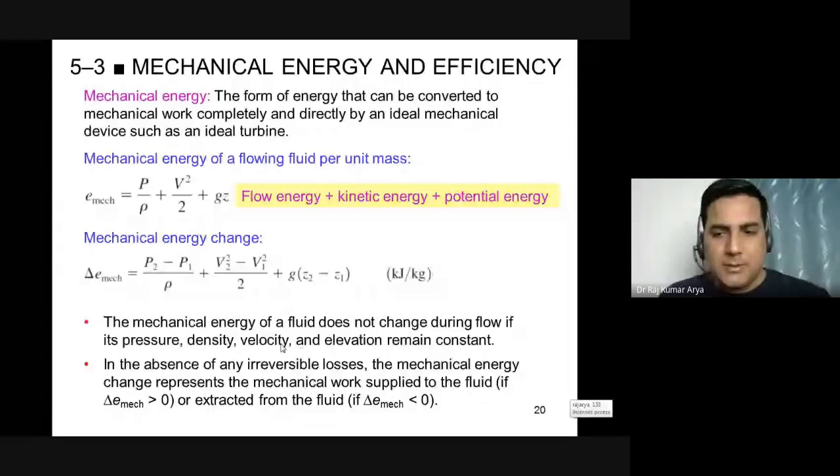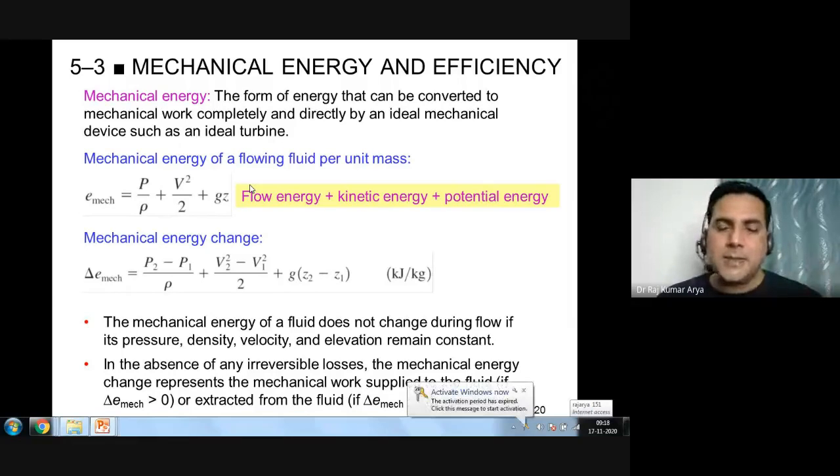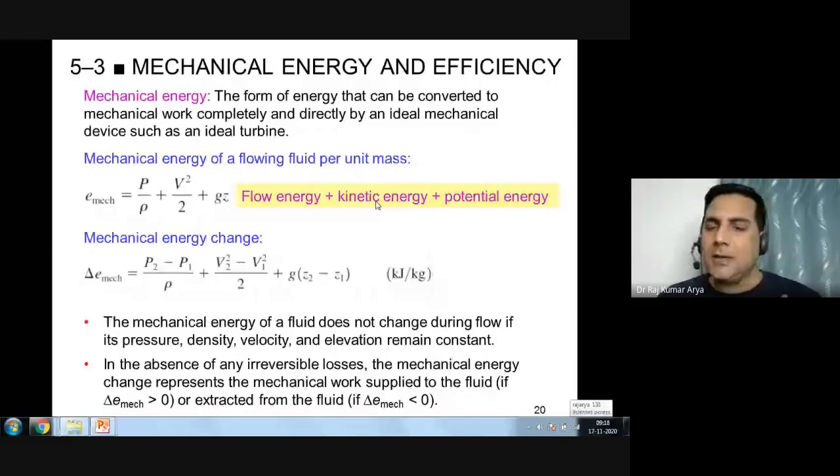Now let's say energy. Actually, we are talking about energy in flowing fluids. So a flowing fluid, what does it have? It will have a pressure energy, a kinetic energy, and a potential energy. For the time being we are not considering any other form of energy, like chemical energy, electrical energy, magnetic flux and all this. We are only considering these three forms of energy in the case of flowing fluids.